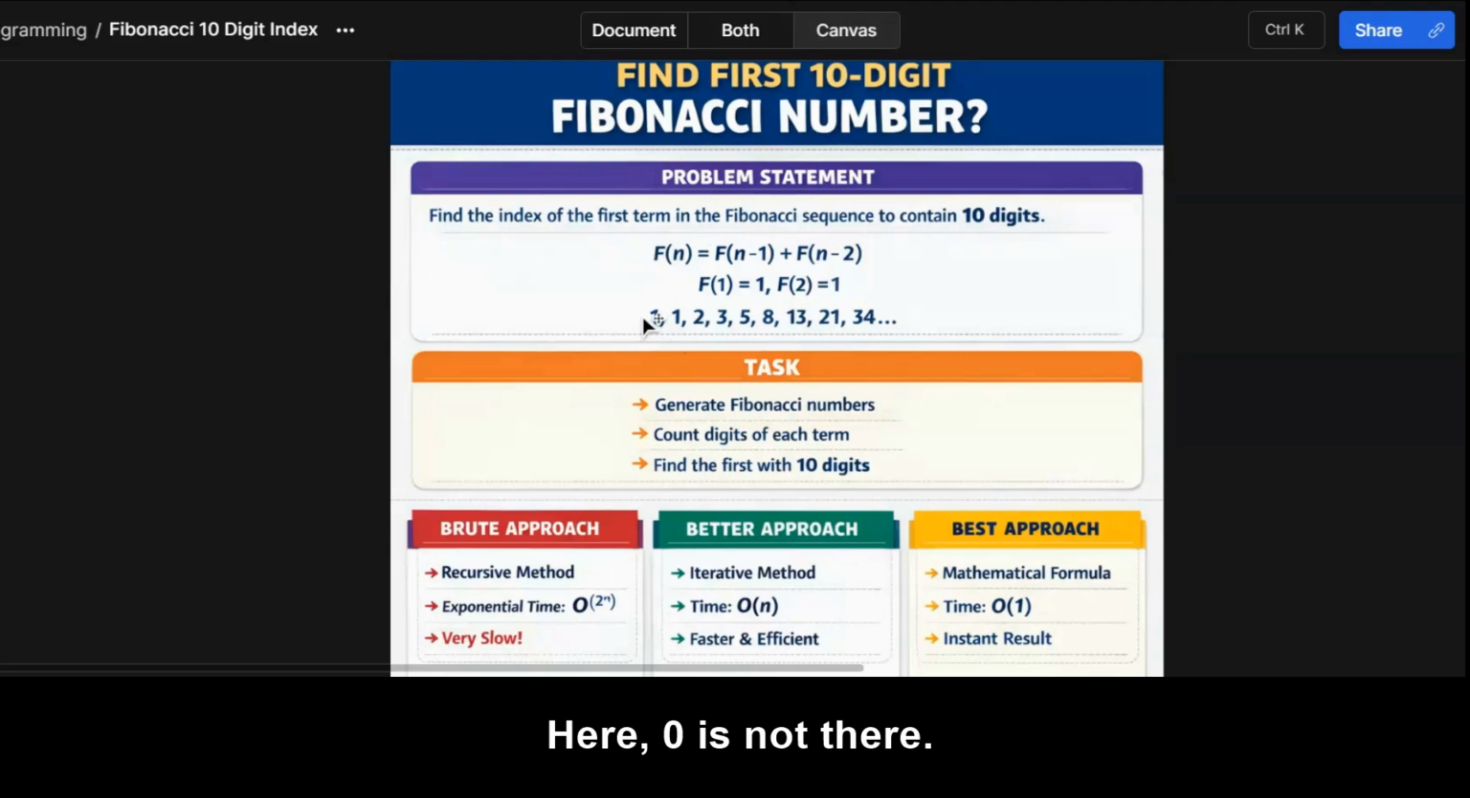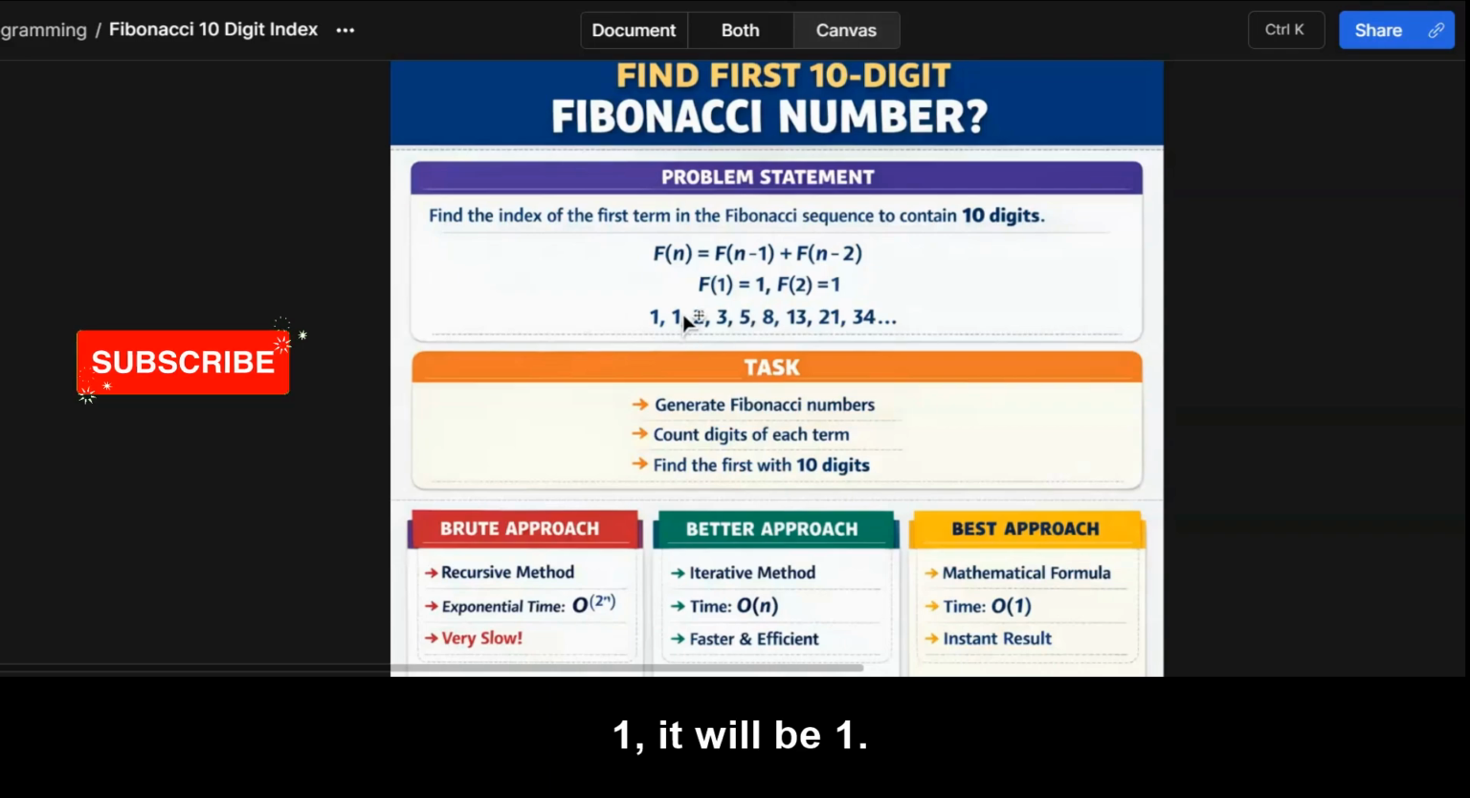Here, consider this a 0 at the 0th index. If we do 0 plus 1, it will be 1. The next number will be generated as 1. So every number is generated by the last two numbers.